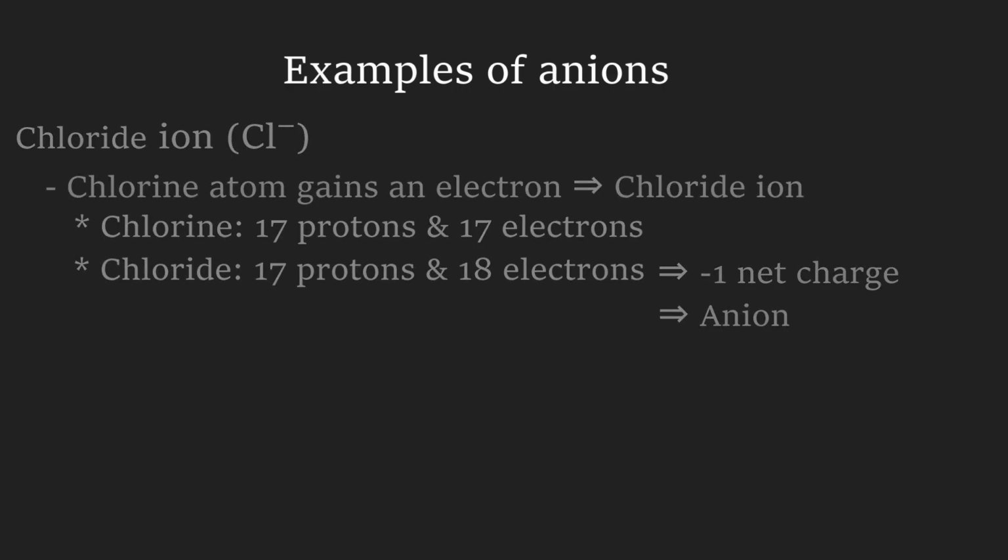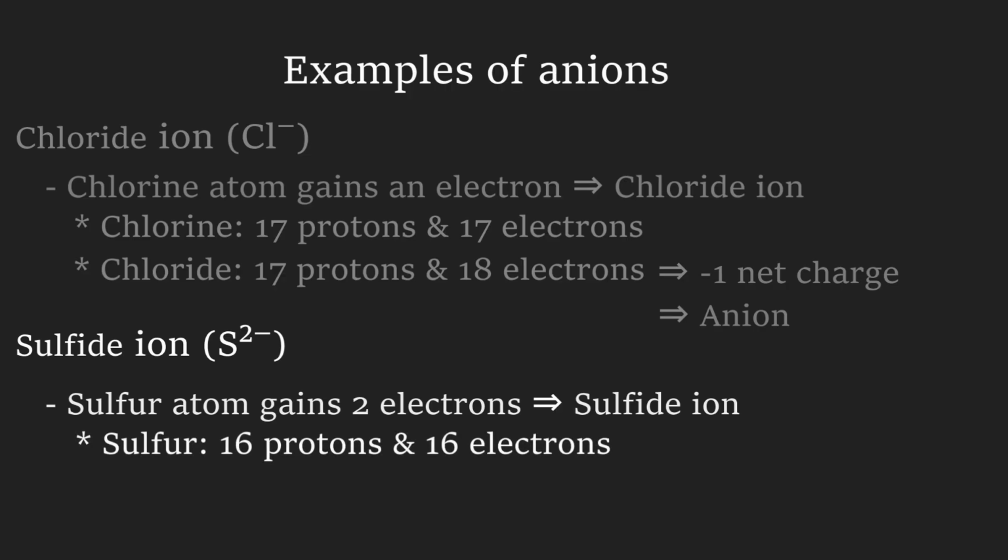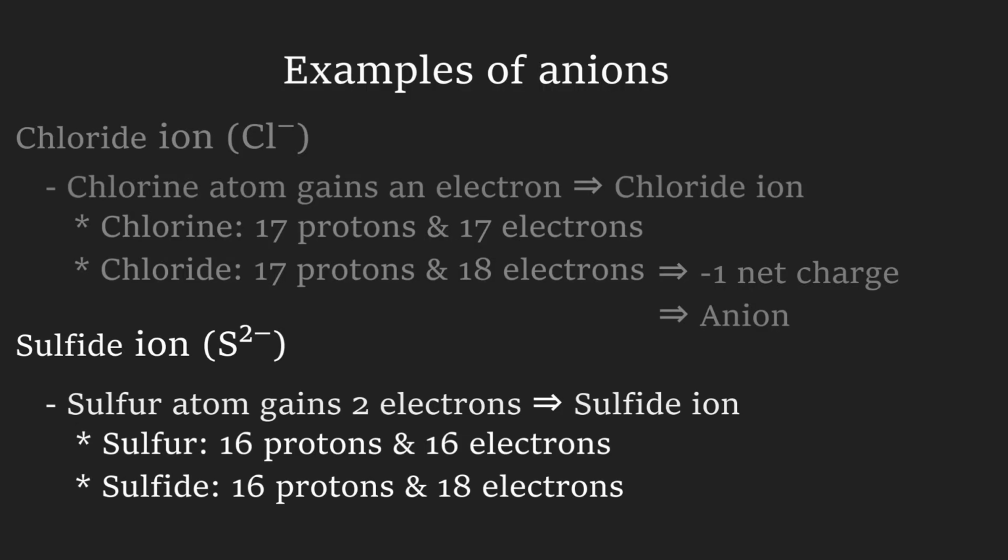Another example of an anion is a sulfide ion. When a sulfur atom gains 2 electrons, it becomes a sulfide ion. Sulfur has 16 protons and 16 electrons. When it gains 2 electrons, it has 18 electrons, resulting in a -2 net charge. This makes it an anion.